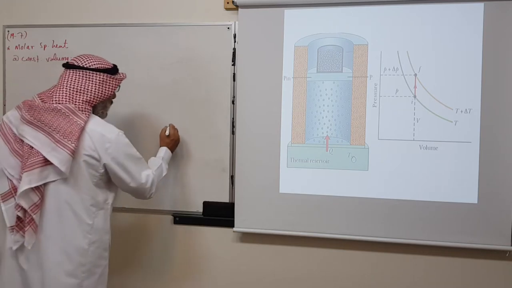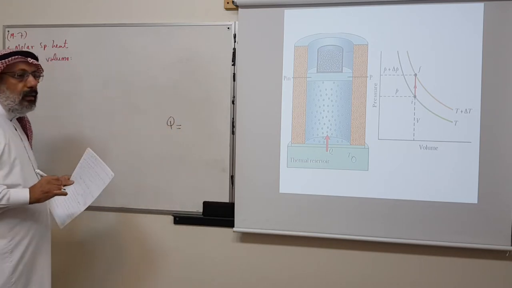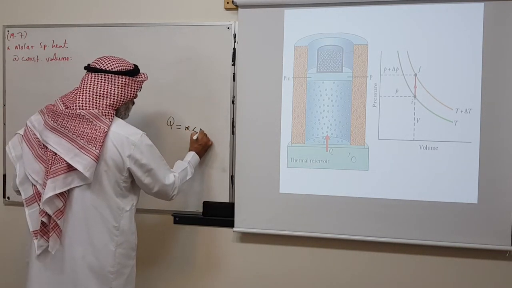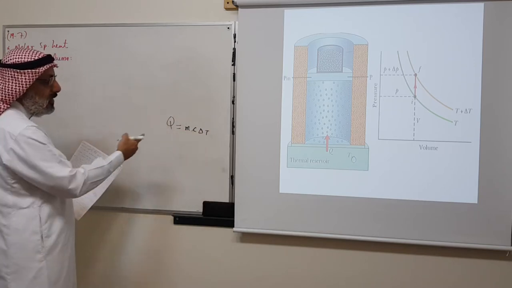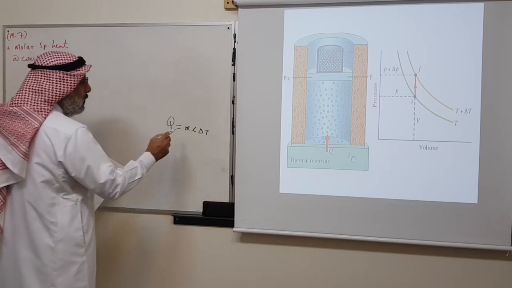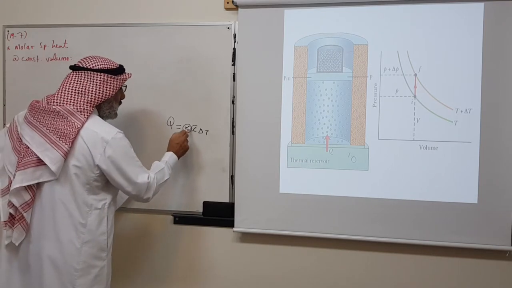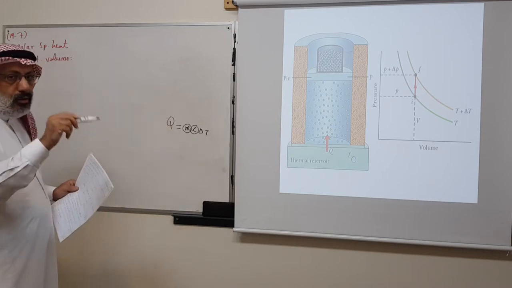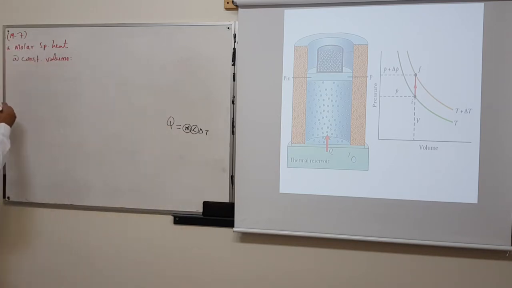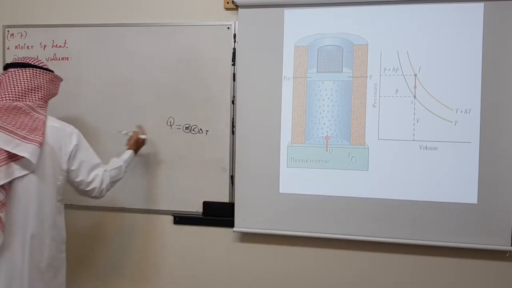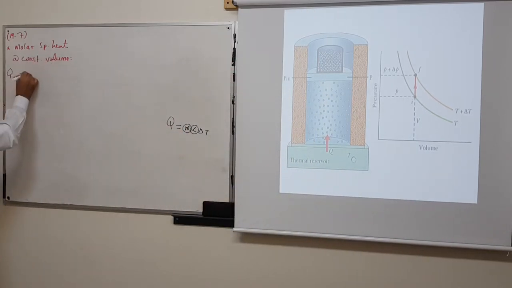Now, similar to solids and liquids, we said that the amount of heat added or lost in a process is equal to mc times delta T. Now we have basically the same equation, but instead of the mass, we will use the number of moles, and instead of the specific heat, we will use the molar specific heat. So the amount of heat added in this process, the amount of heat that will cause this transition, is equal to nCV multiplied by dT.